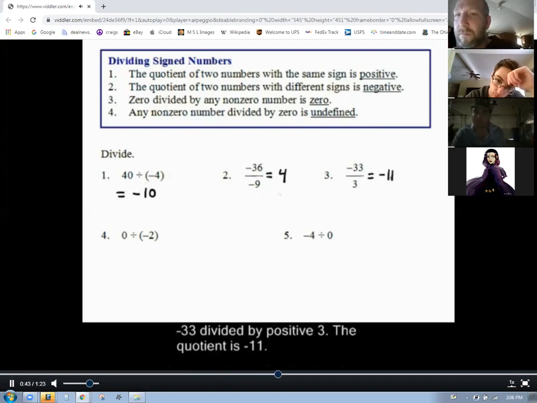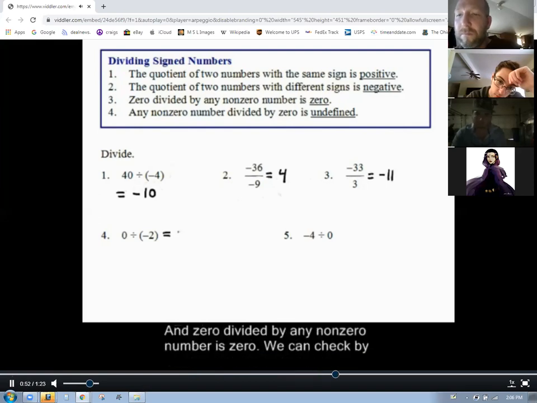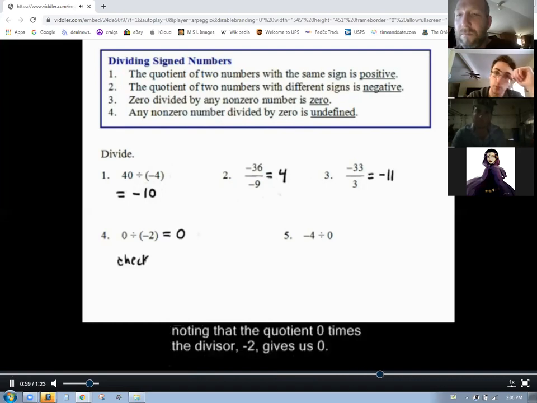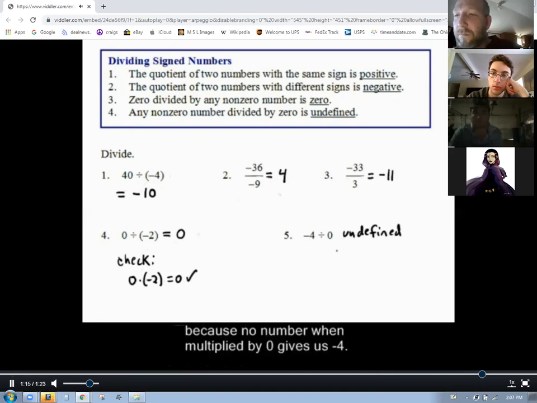The last two examples investigate division involving 0. We have 0 divided by -2, and 0 divided by any non-zero number is 0. We can check by noting that the quotient 0 times the divisor -2 gives us 0. The last example is -4 divided by 0. The quotient is undefined because no number when multiplied by 0 gives us -4.